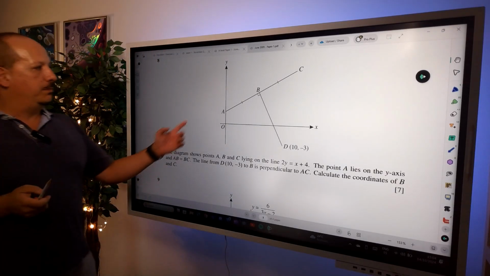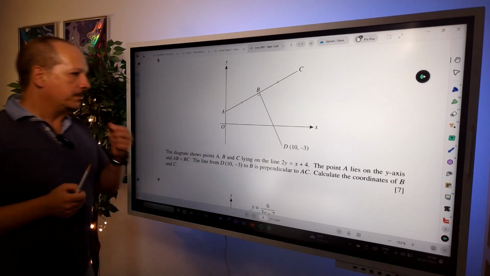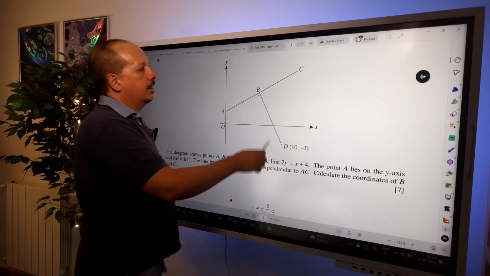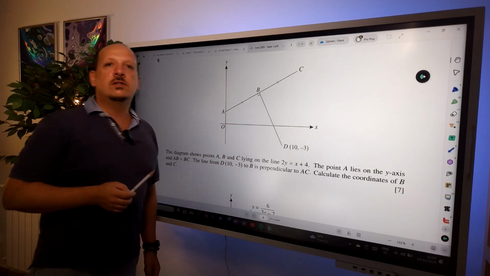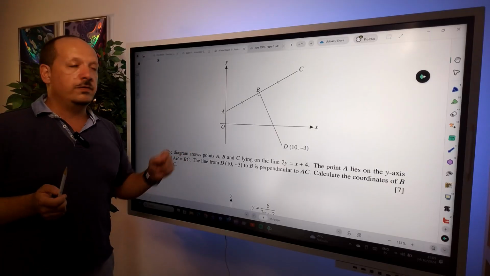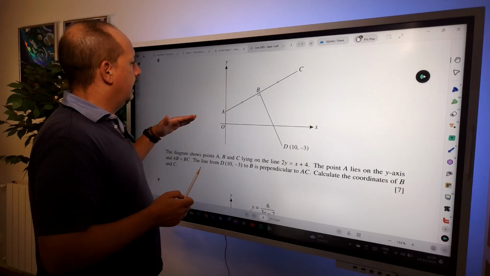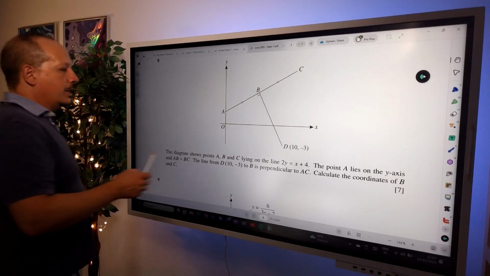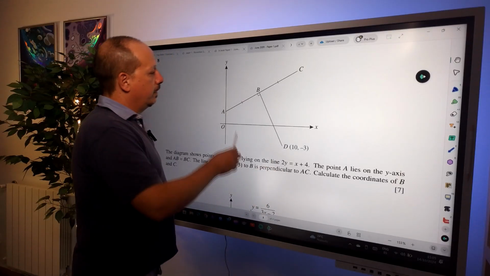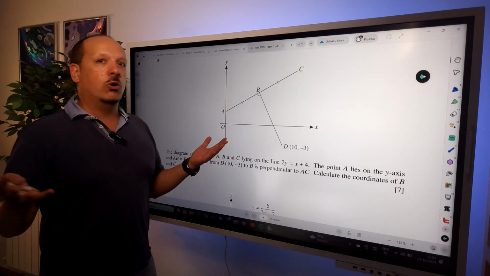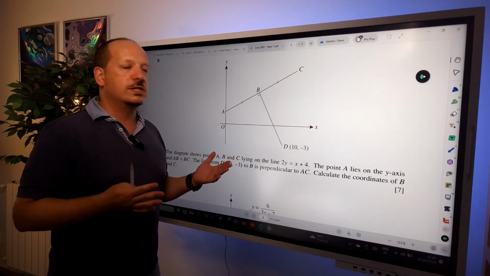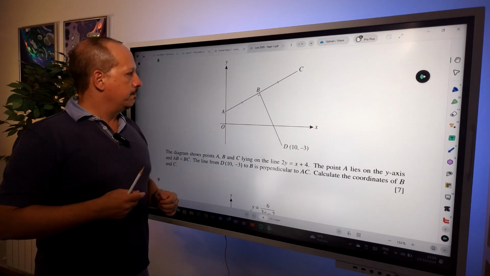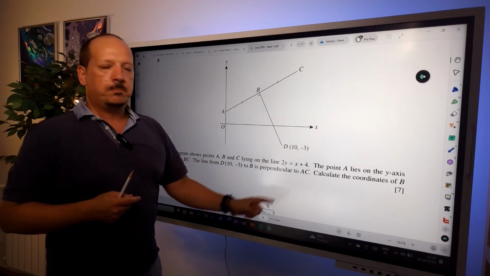Now what is B? B is the midpoint of AC, right? And you want to get the coordinates of that. Again, it is the midpoint and also a point of intersection of two lines, line AC and line BD. You already have the equation of line AC. And again, to get the coordinates of a point of intersection, you need, first of all, the equation of the two lines. You already have this one, you need to get this one.